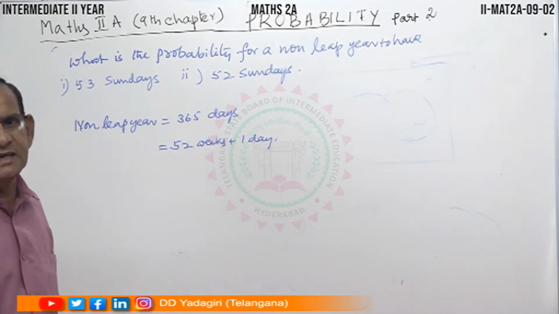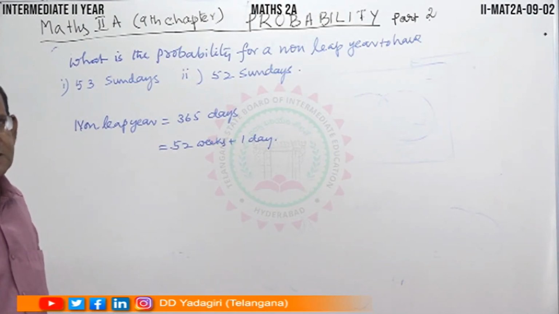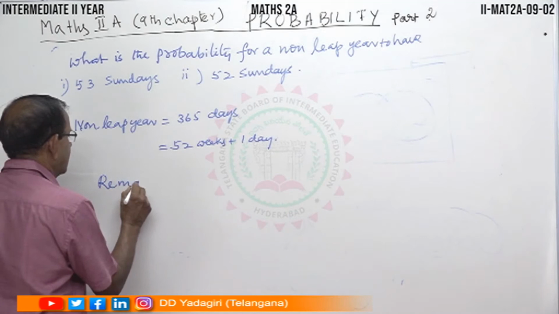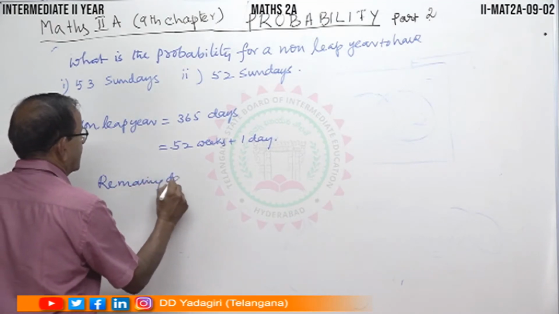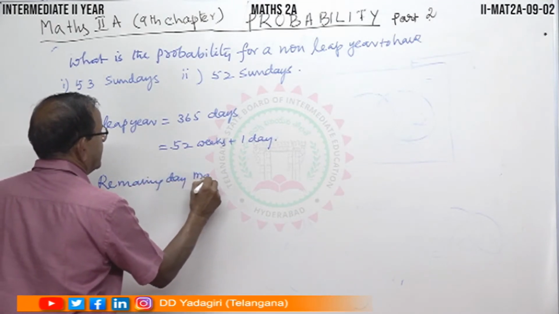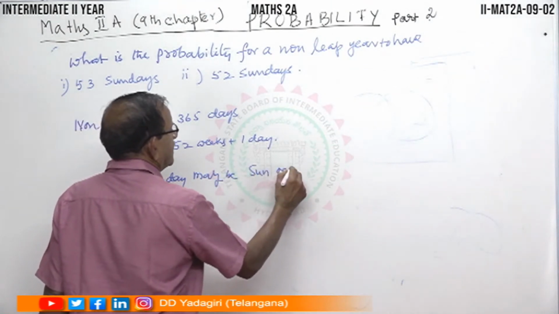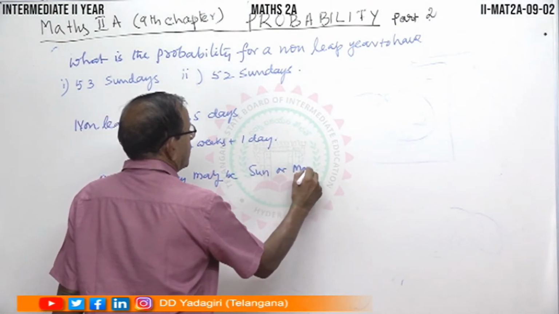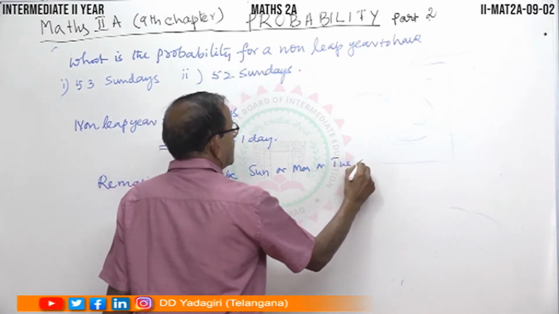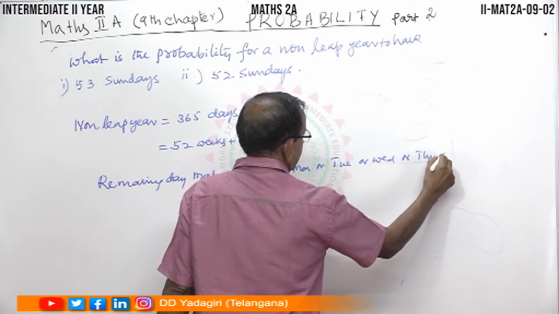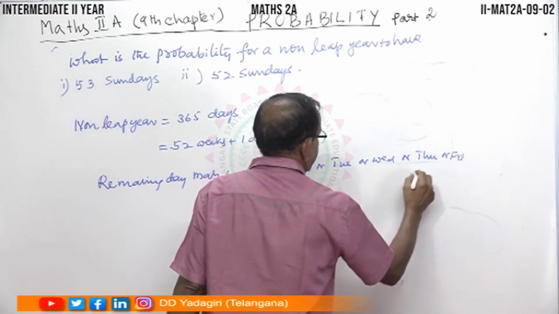It may be Sunday or Tuesday, Wednesday, Thursday, Friday, Saturday. So the remaining day may be Sunday or Monday or Tuesday or Wednesday or Thursday or Friday or Saturday.